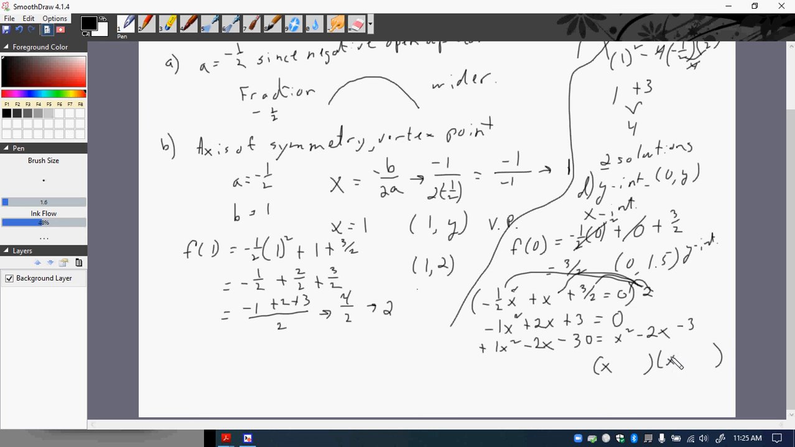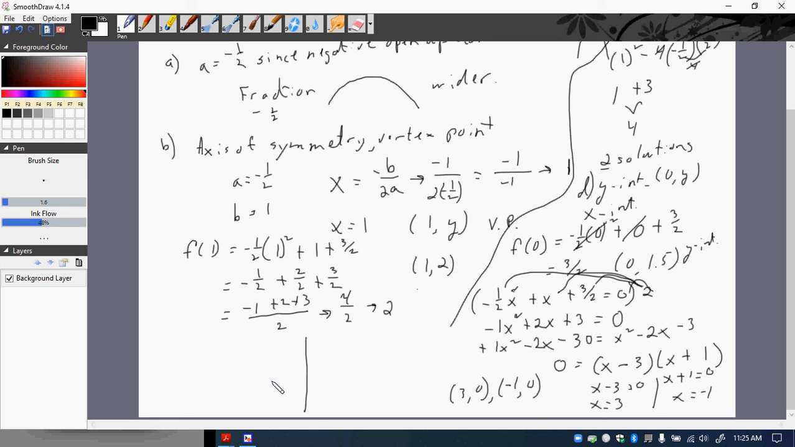So I've got x and x, because the x times the x is the x squared. What makes negative 3? Well, 3 and 1, but one of them has to be negative. And my middle term has to be negative, so I'm going to make the 3 negative and the 1 positive. And so here are my two x-intercepts. x minus 3 equal to 0 and x plus 1 equal to 0. So x is 3 and x is negative 1. So that gives me (3, 0) and (negative 1, 0).